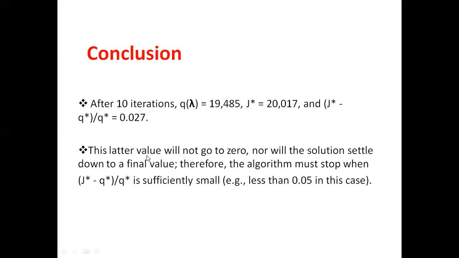The later value will not go to 0, nor will the solution settle down to a final value. Therefore, we have to stop the algorithm when J star minus Q star by Q star is sufficiently small, that is, less than 0.05. In this case, we stop the algorithm. In this way, we have done the iteration.